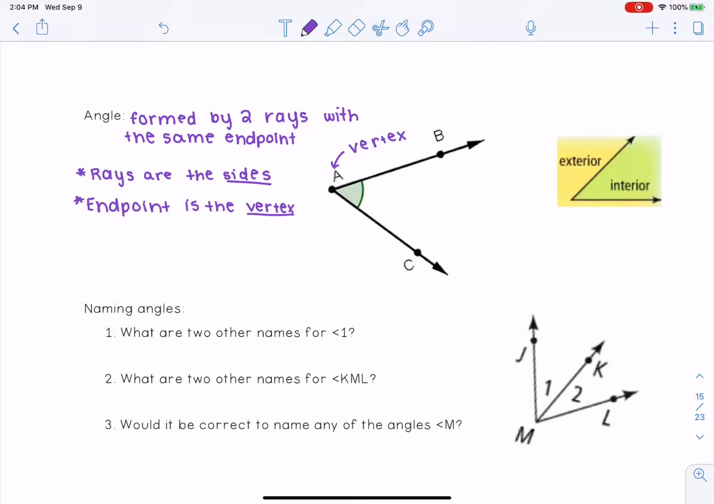And the vertex must be in the middle when we're naming it.